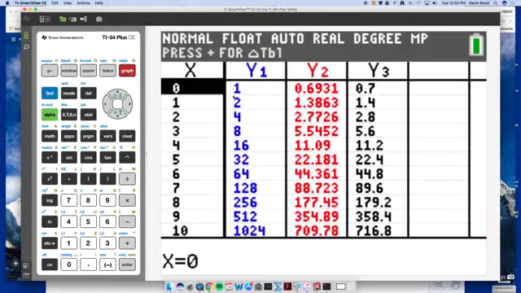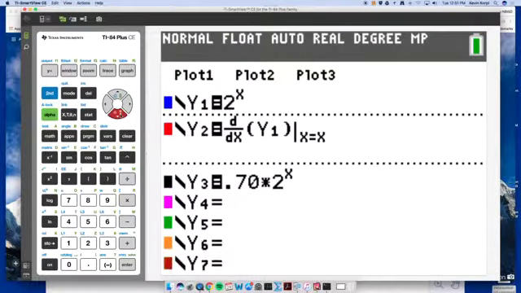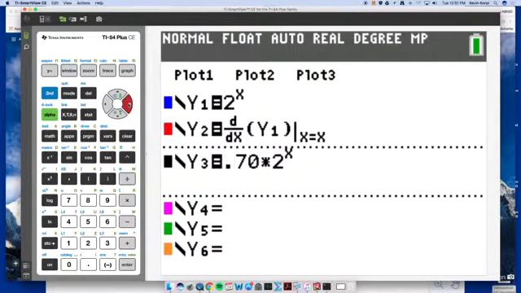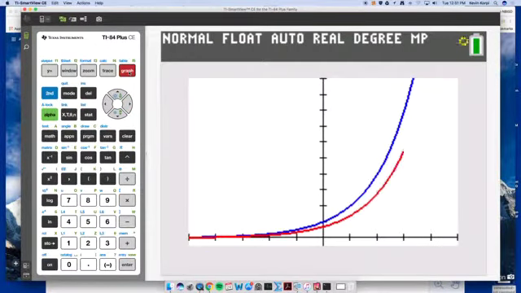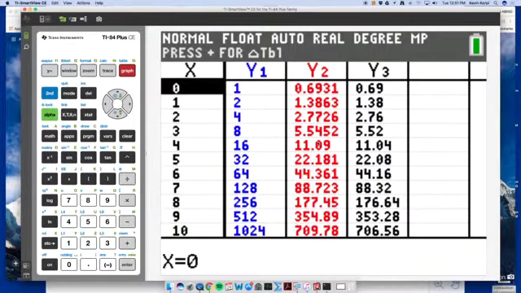If you go to the table, you can see 0.693 and 0.7. They're not even necessarily the same in the first decimal place, but that's close. So let's try 0.69. Try that, and that looks really good. You can still see a little bit of the red sticking out there. So if you go to the table, it's a lot better. 0.54 and 0.52. So we're on in the first decimal, but not the second.